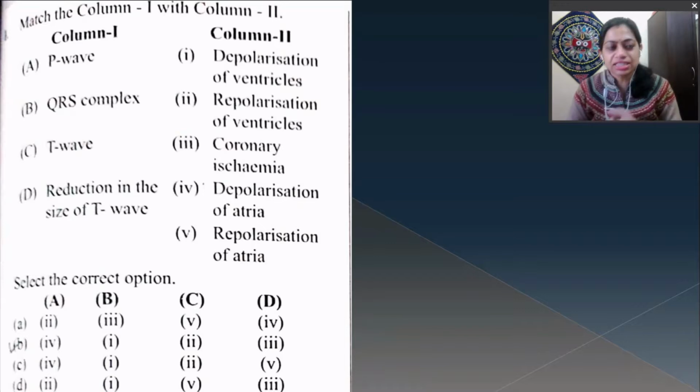The first question is match column 1 with column 2. This question is from ECG, where P wave, QRS wave, T wave you know. Next one is reduction in the size of T wave. So reduction in the size of T wave is the sign of coronary ischemia. So the right option will be B. That means A, P wave is depolarization of atria. QRS complex is depolarization of ventricle. Number C, T wave is repolarization of ventricle, and reduction in size of a T wave is coronary ischemia.